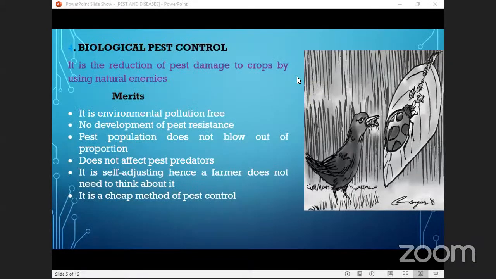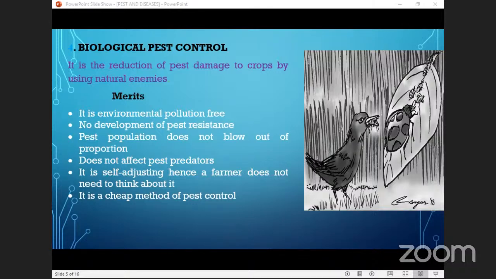Biological pest control. Today we are going to look at biological pest control methods. Biological pest control method, this is the reduction of pest damage to our crops by using natural enemies. In this method, we don't use any chemical, we don't build any barriers, okay? We only introduce animals which have ability to eat other animals.